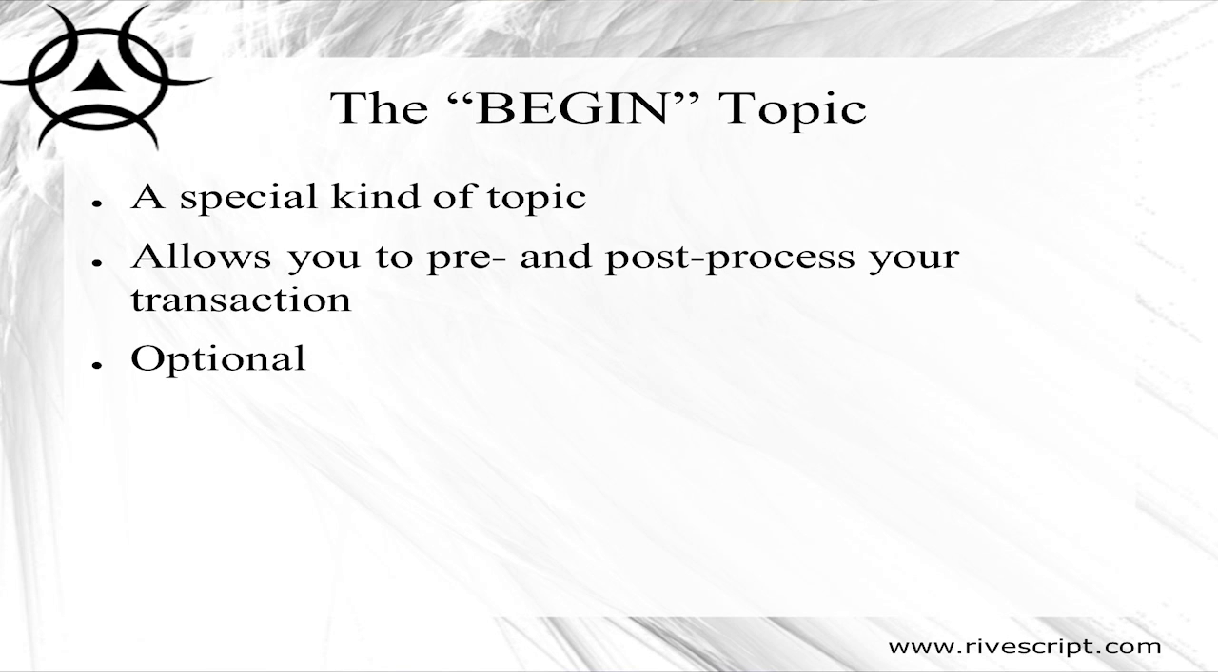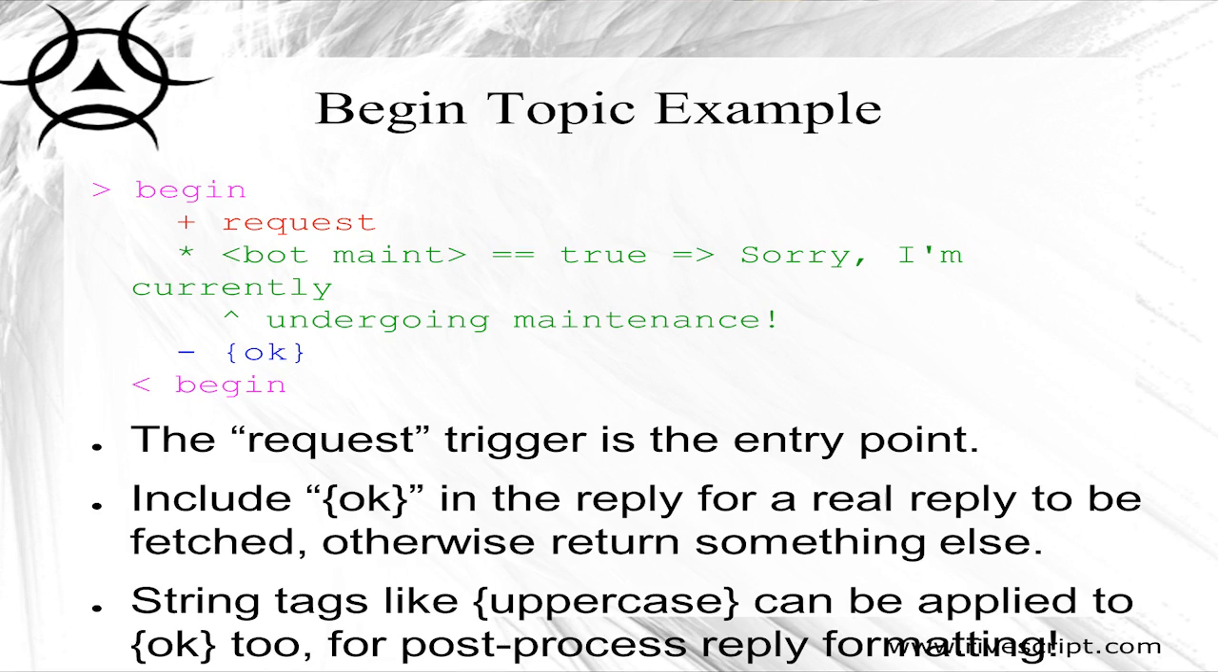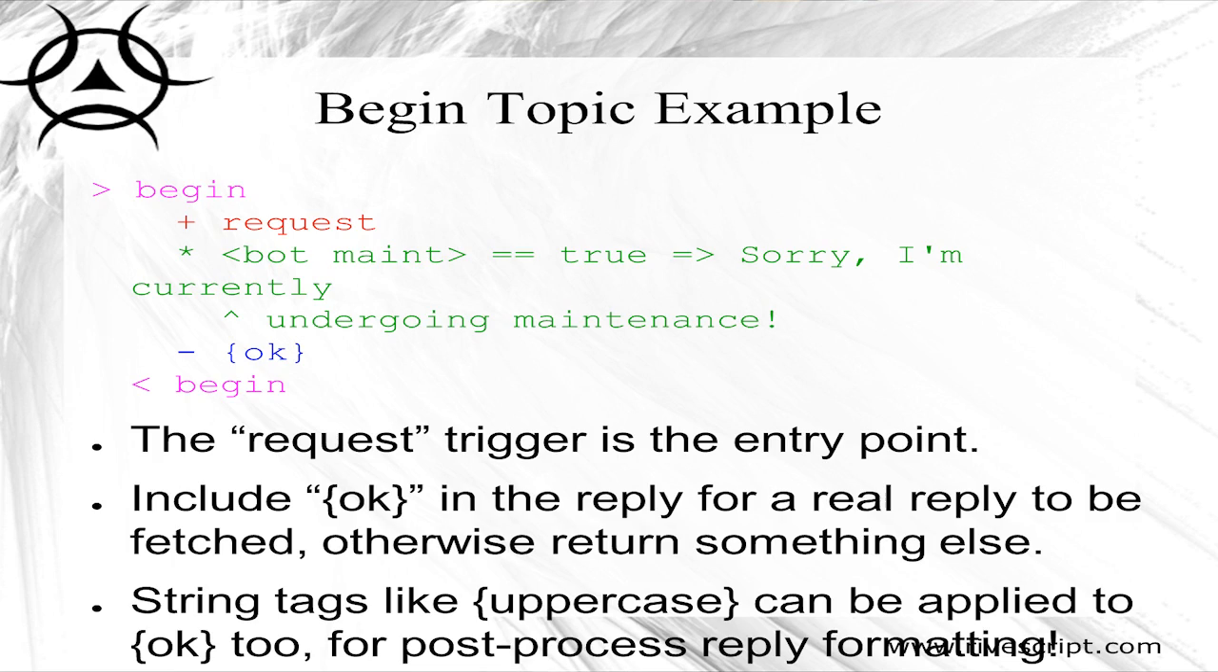Another feature of RiveScript is what I call the begin topic. It's a special kind of topic, and it allows you to pre- and post-process your reply. And it's optional. This is what it looks like. You open and close the begin tag, and then the only trigger that has to be in the begin topic is the request trigger. And what it needs to do is return OK in curly brackets. If that appears in the response to this trigger, it goes on and gets the real reply to your message, and then it will replace the OK with that response.